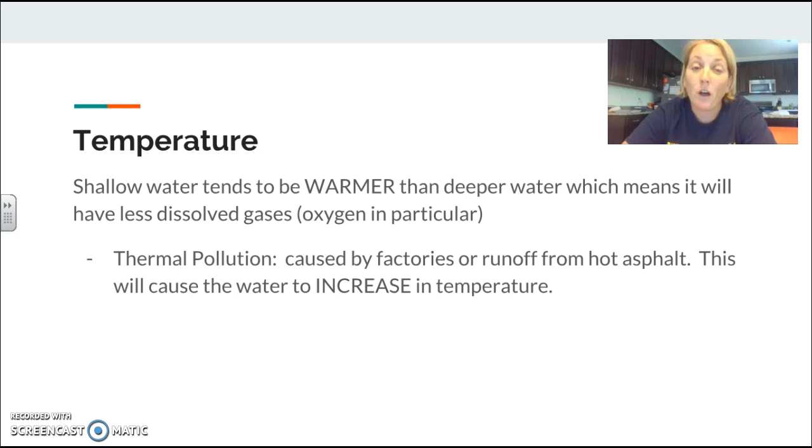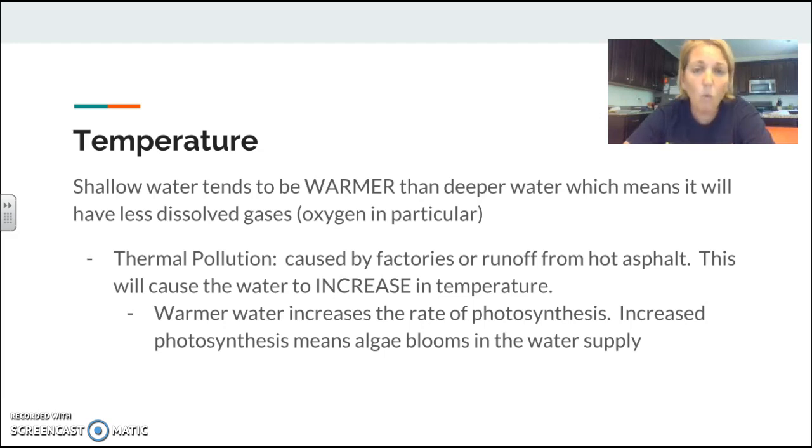Sometimes you get runoff off of hot asphalt, roads, streets, sidewalks, things like that. And this will cause the water to increase in temperature. And we don't want water to be outside of its normal temperature range. When the water does get warmer because of some of these thermal pollution sites, it increases the rate of photosynthesis. And that will create algae to bloom on the surface of those waters.